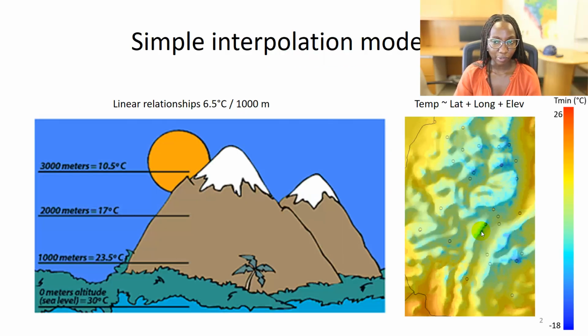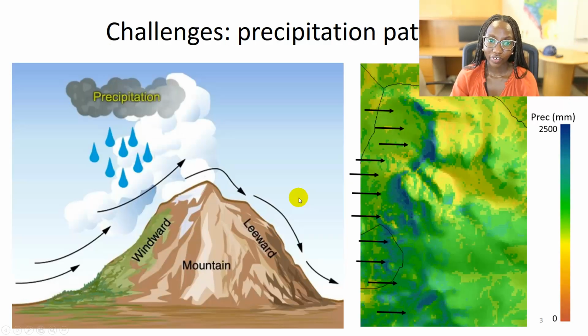While simple interpolation models can predict some climate variables such as temperature, where you have linear relationships, for instance, if you have latitude, longitude, and elevation, you can pretty much accurately predict the temperature variable. However, this is not the case for some complex climate variables, for instance, precipitation.